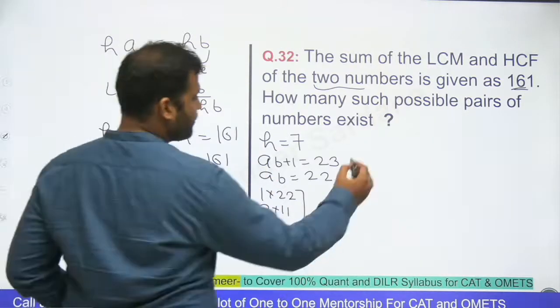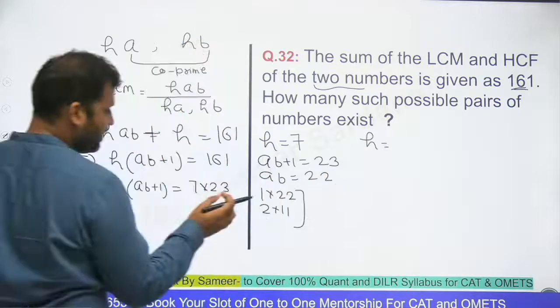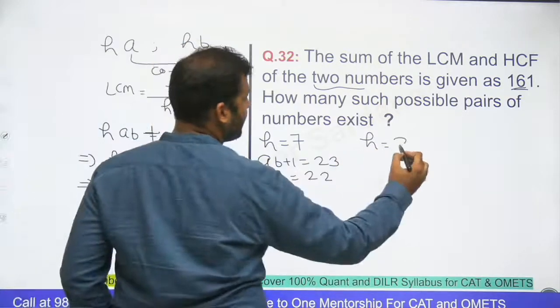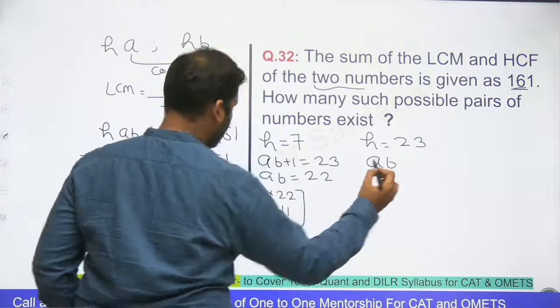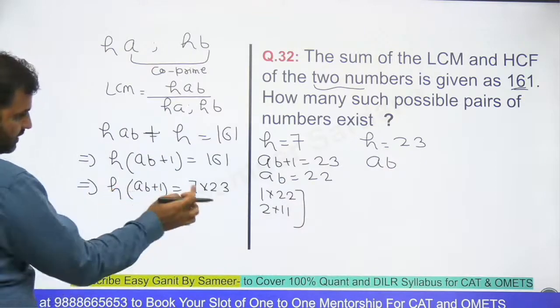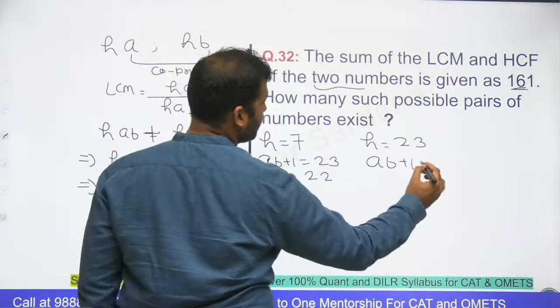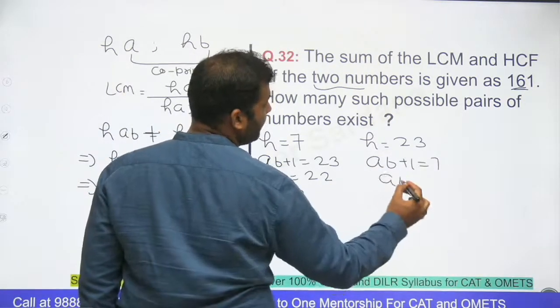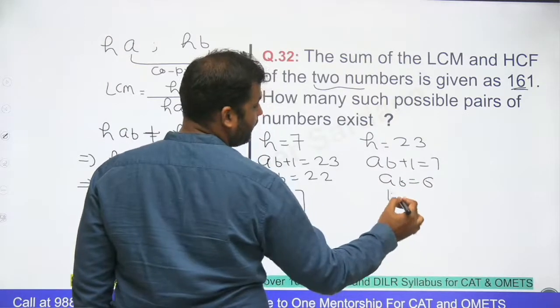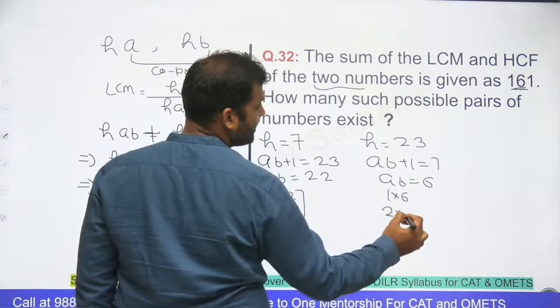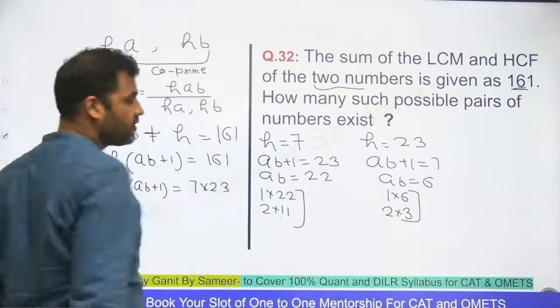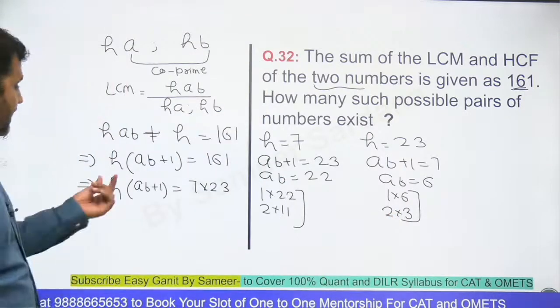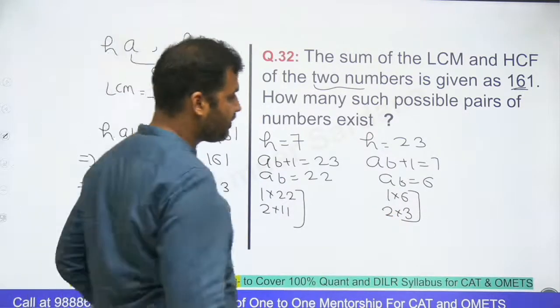Second is a case when you are assuming H to be equal to 23 बच्चों. अगर मैंने H को 23 लिया, in this case H 23 तो AB plus 1 7 हो जाएगा. So AB will be 6. So product of two numbers which are co-prime with each other should be equal to 6. Another two ways, 1 into 6, 2 into 3. Is there any other possibility? हाँ, एक और possibility है.